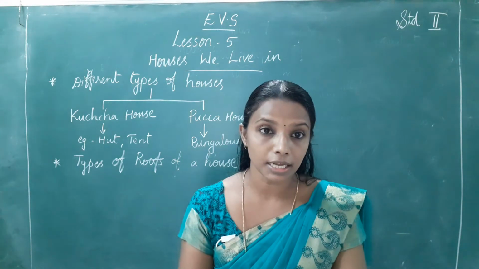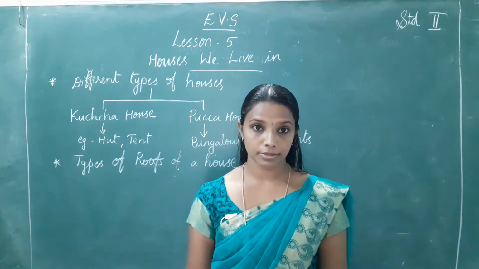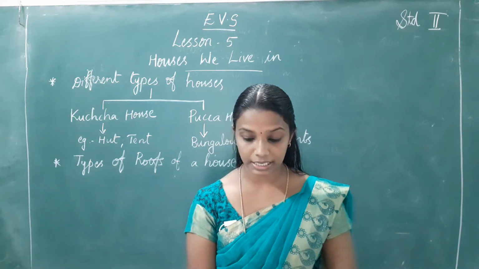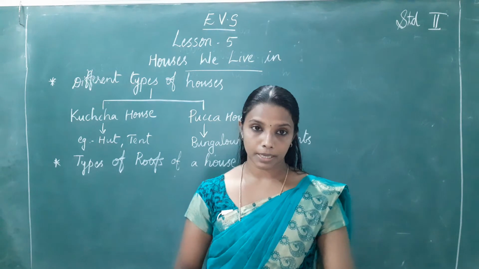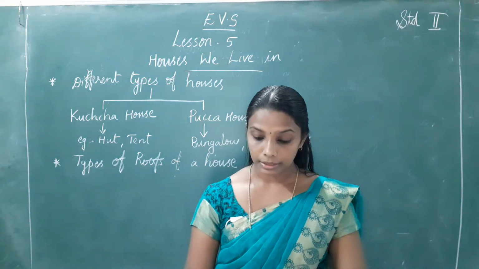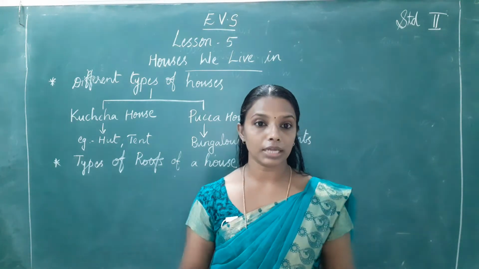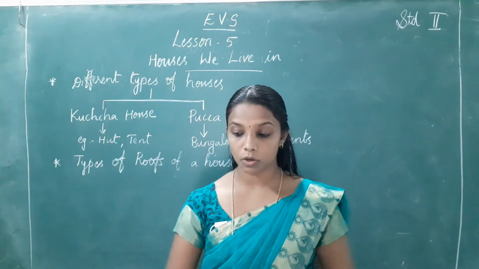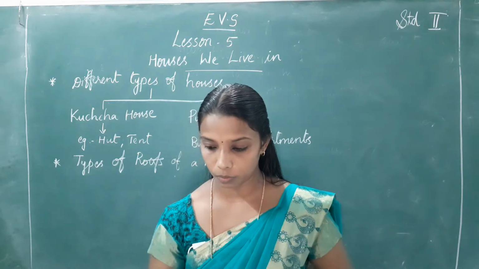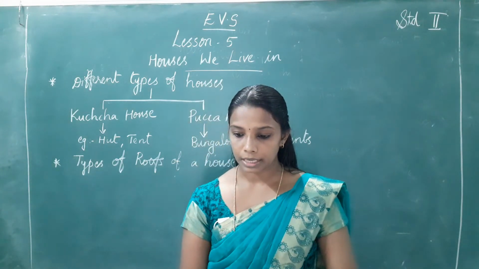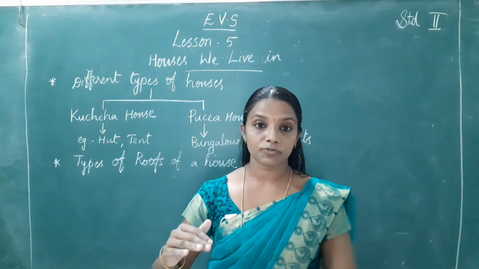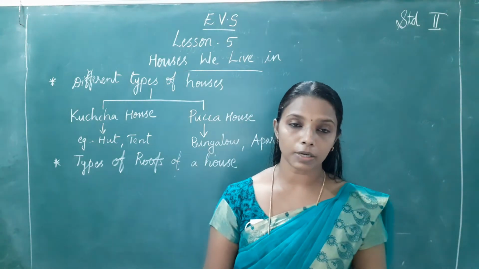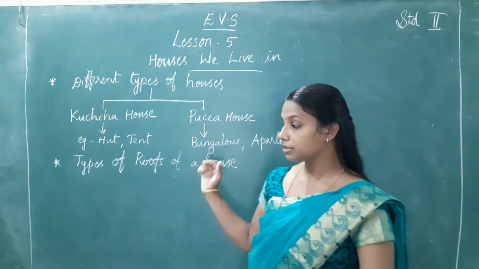Examples of pakka house are bungalow and apartments. Can you remember the bungalow's specialty? Bungalow is an example of pakka house. A bungalow is a single or double storey house. Many times a bungalow is also low in height. Bungalows are large houses with lawns. The next example of pakka house is apartments.